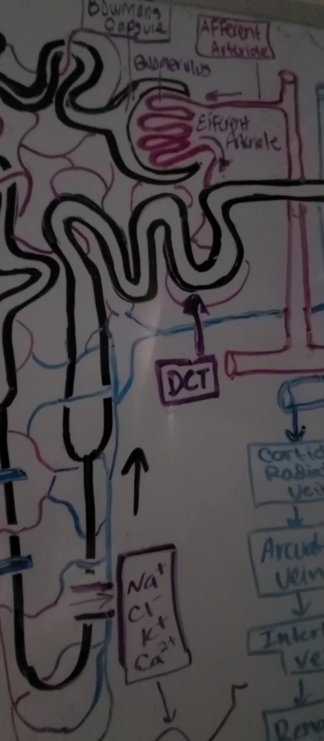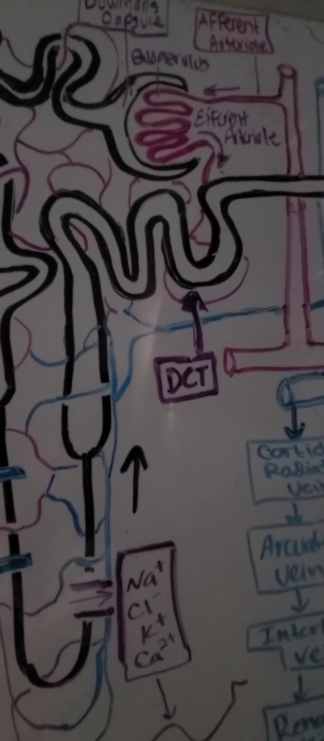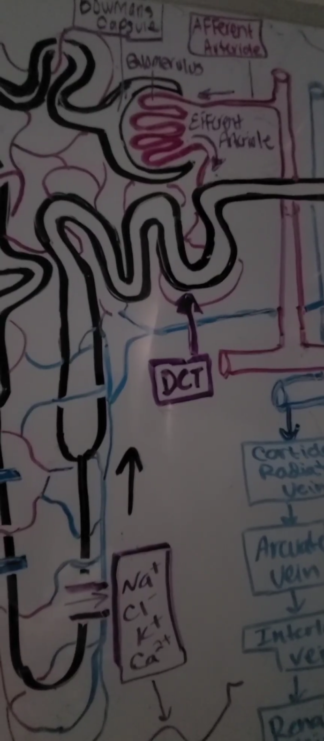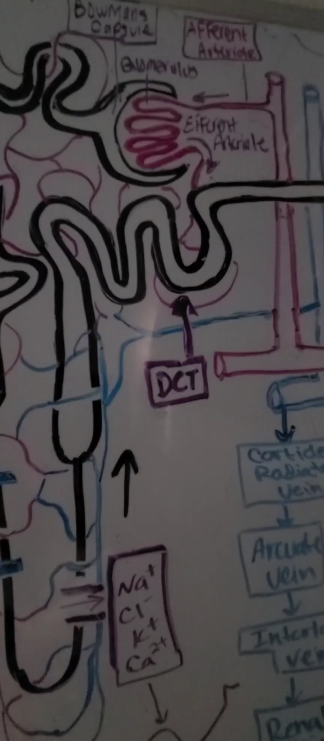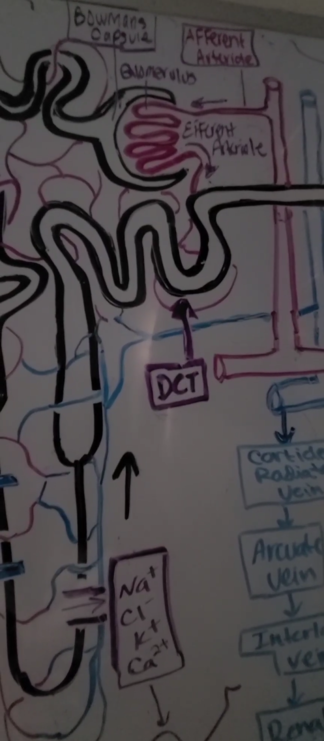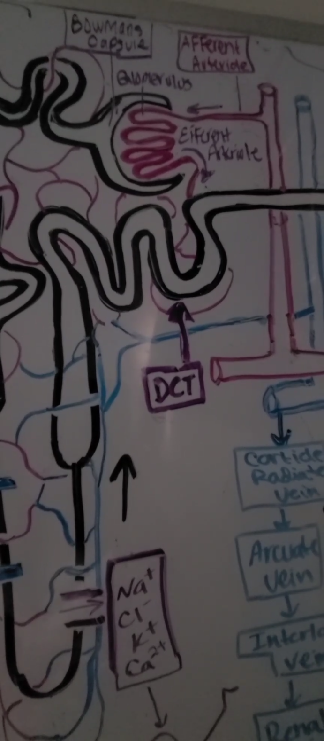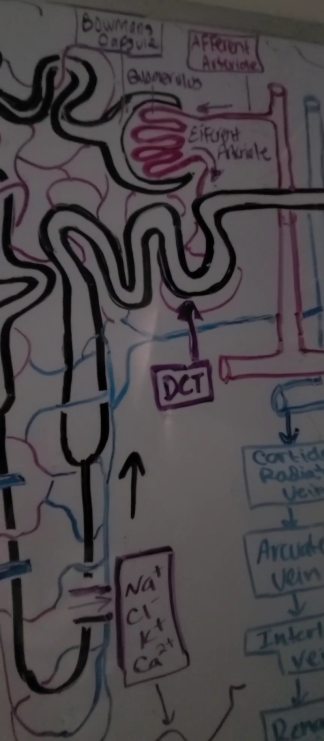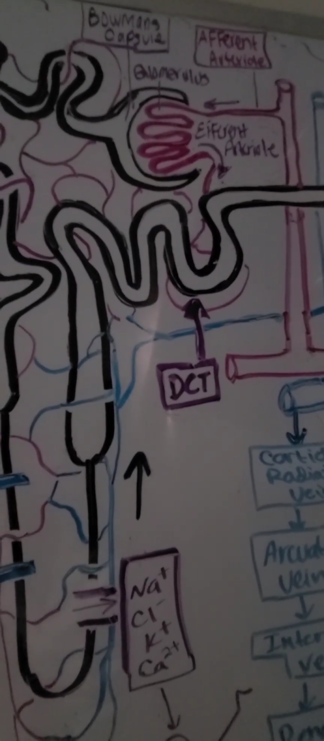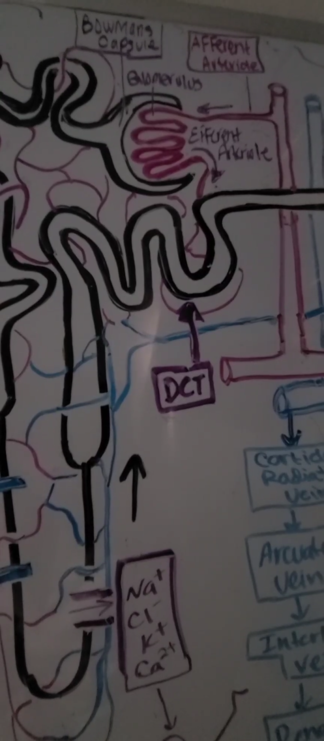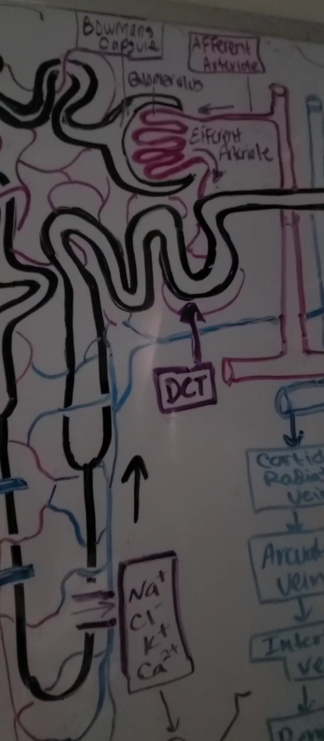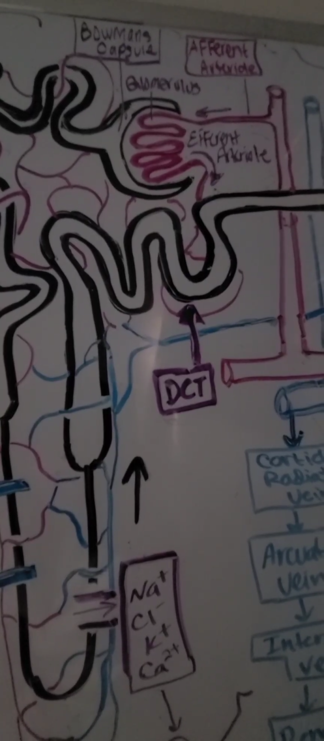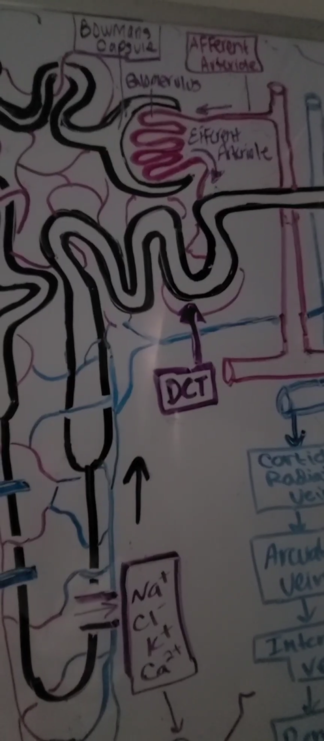Now I'm going to explain how this works. So we have a system called RAS, where the liver releases angiotensinogen, which is always floating around in the blood. Kidneys detect low blood pressure and release renin, which is an enzyme. Renin converts angiotensinogen to angiotensin 1. The lungs release ACE, which is angiotensin converting enzyme, and converts angiotensin 1 to angiotensin 2.